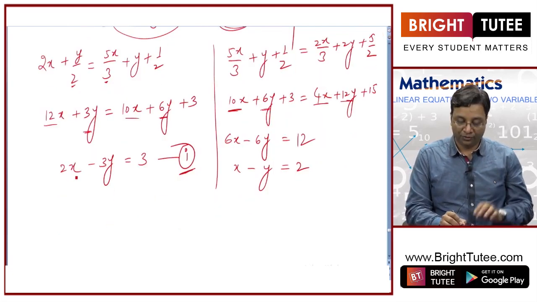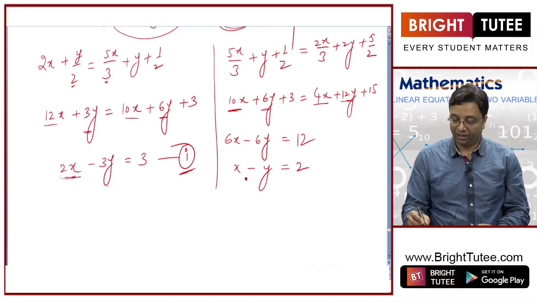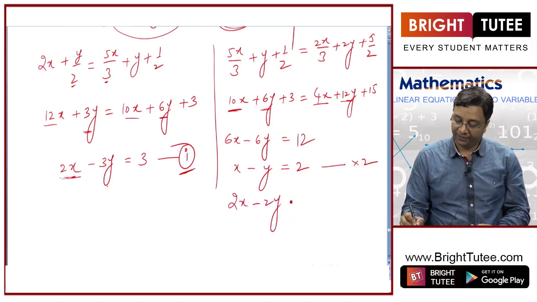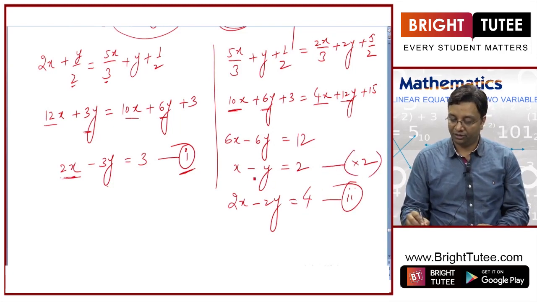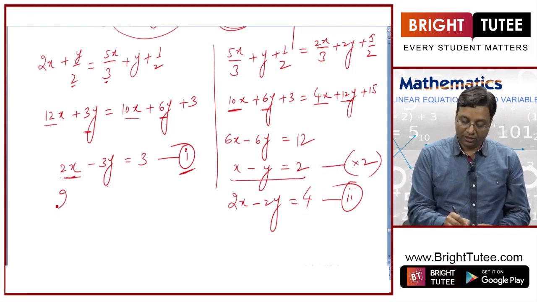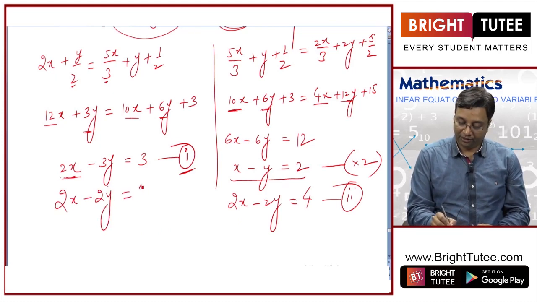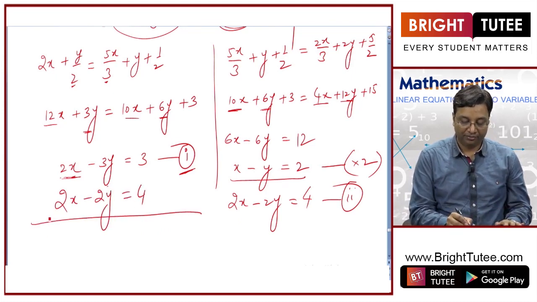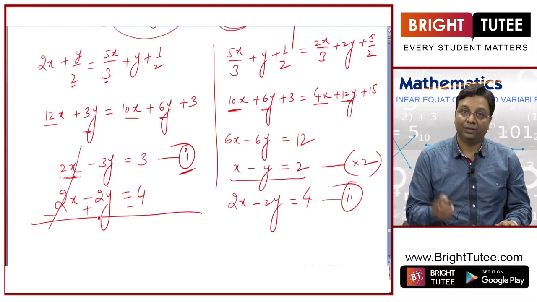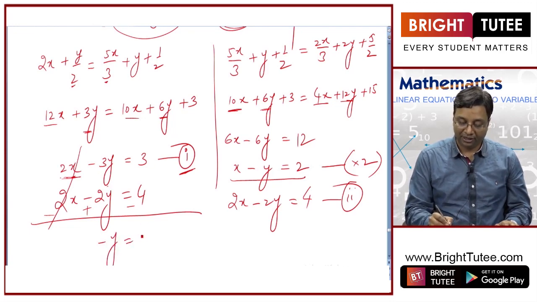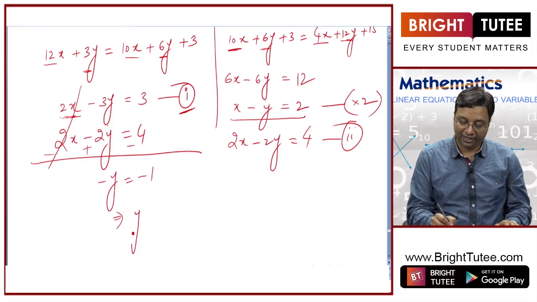Okay, this is equation number 2. So I need to equate the coefficients of x or y. Let me equate coefficients of x. So I will multiply this by 2, which will give me 2x minus 2y equals 4. Let me consider it my equation number 2. I have multiplied this equation by 2. Now I will simply subtract these. 2x will get cancelled, minus 3y plus 2y is minus y, 3 minus 4 is minus 1, hence y is equal to 1.